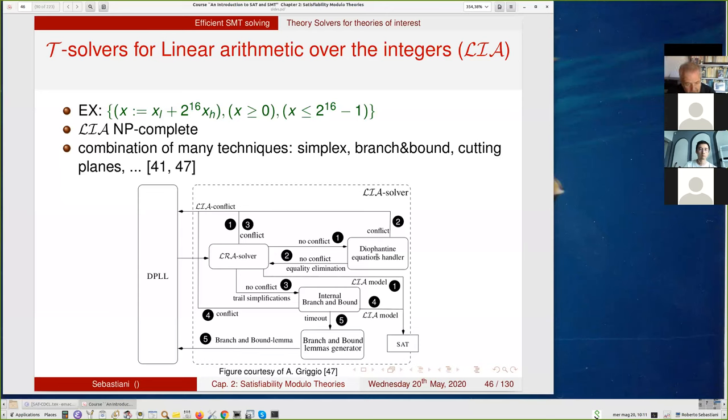Again, this is quite complicated overall. It involves many techniques and algorithms coming from integer linear programming and linear programming, and I will refer to the literature for whoever is more interested. In particular, there's this very good paper by Alberto Griggio who tells a lot about that.